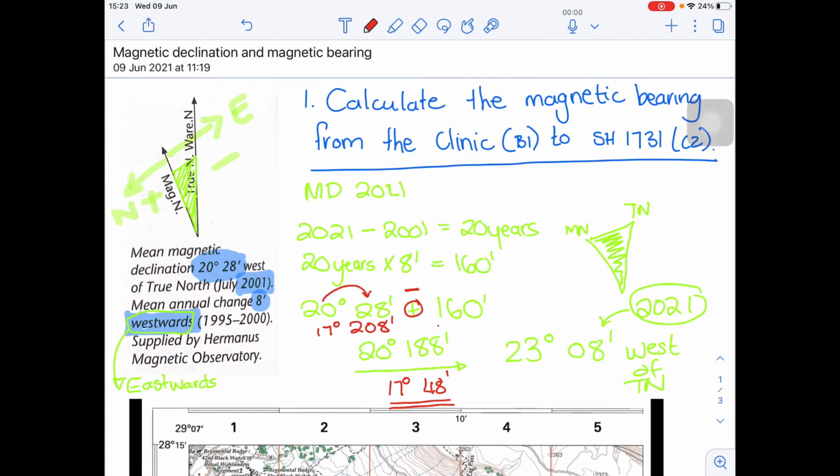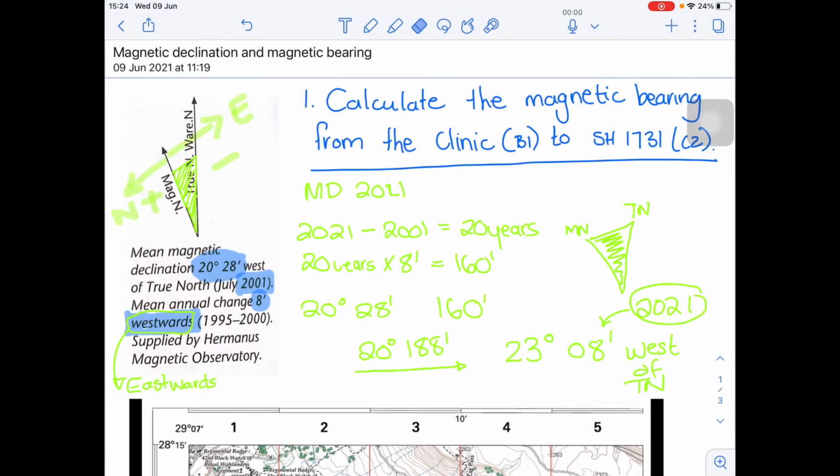So then the size of the pizza slice, the magnetic declination angle in 2021, would be 17 degrees, 48 minutes west of true north, because it's still to the left of true north, but it's just slightly smaller than when it was originally measured in 2001.